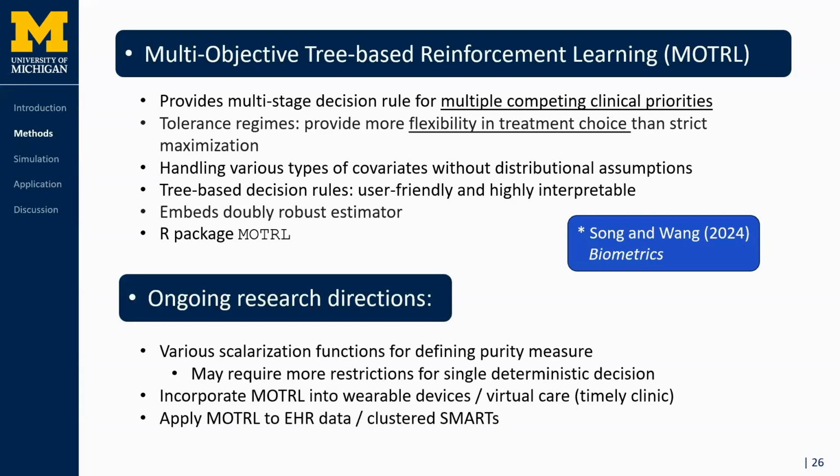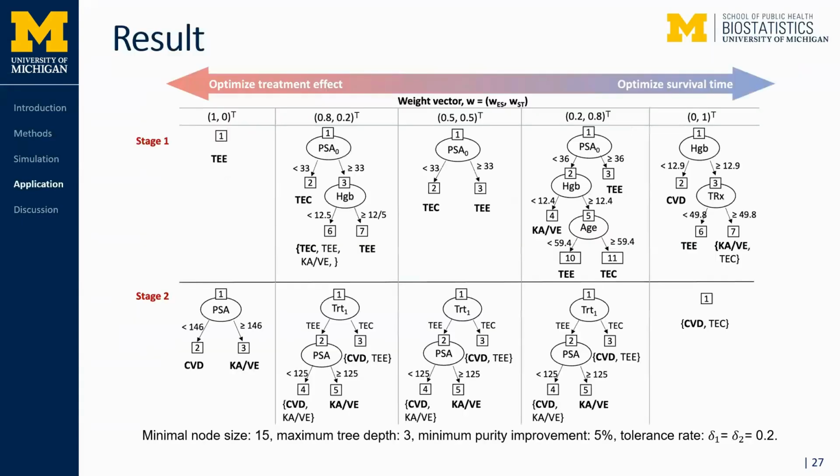Okay, and some other ongoing research I mention, hopefully it can inspire some future collaboration. Potentially we could consider a different scalarization function to define the purity measure, or incorporate this multi-objective tree-based reinforcement learning in wearable devices, or apply it to EHR data or to clustered SMART trial designs. Those are several directions our group is really interested in.